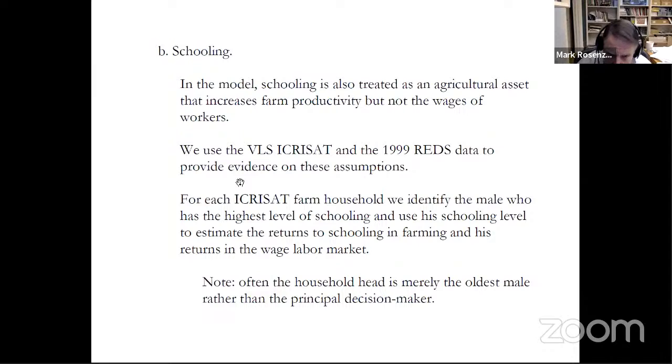So the first thing we're going to do is identify the male in each of the farm households from the ICRISAT data who has the highest level of schooling. So we're not using the head's schooling. Oftentimes the head is just the oldest person, the oldest male in the household, and because of cohort effects, he normally doesn't have the highest level of schooling. And if schooling is going to provide information and augment the ability to allocate resources, you're clearly going to listen to the person who's better at it, which in principle should be the person with the highest level of schooling. And in earlier work, we've found that to always dominate the head's schooling.